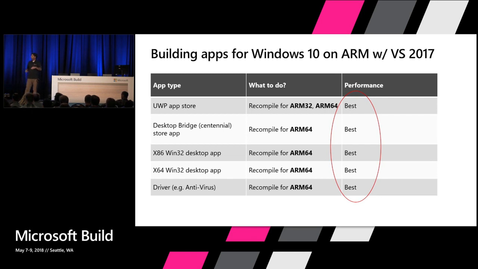But for the rest of the scenarios, right, if you're a desktop Centennial, if you're a Win32 app, if you're a driver, the choice is simple. Just go to ARM64. Don't think, right? You don't even have a choice. Just recompile to ARM64, and you're set.